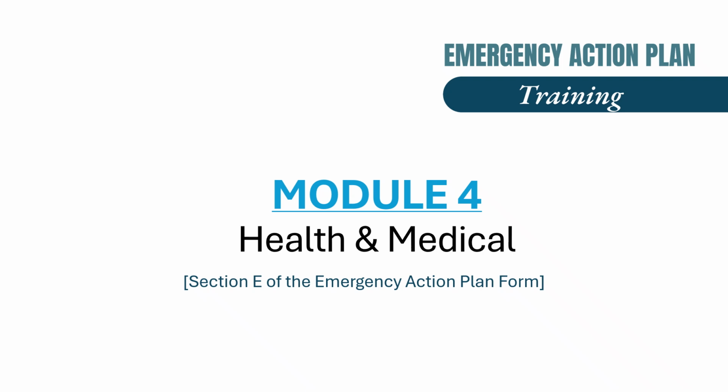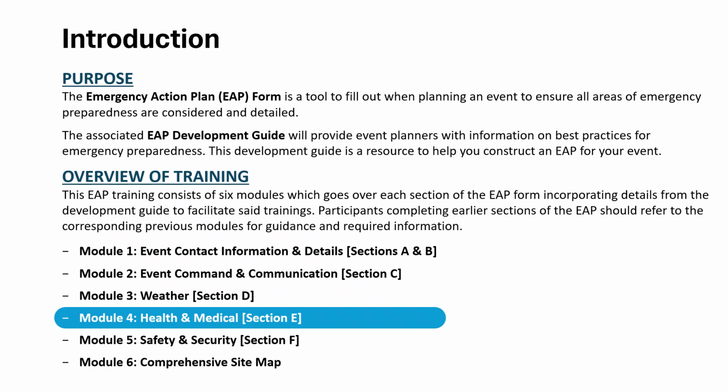Before we begin, it's helpful to have both the Emergency Action Plan template and the Emergency Action Plan guide available for reference. The Emergency Action Plan form is a tool to fill out when planning an event to ensure all areas of emergency preparedness are considered and detailed. The associated EAP development guide will provide event planners with information on best practices for emergency preparedness. This development guide is a resource to help you construct an EAP for your event.